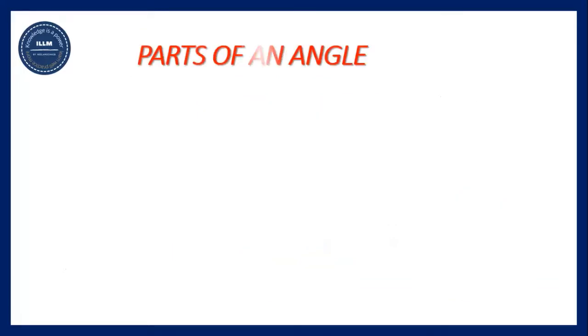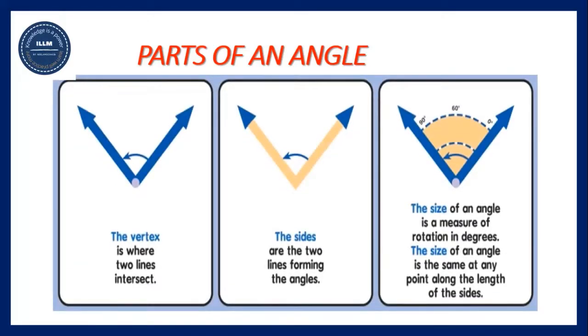First, we will reinforce the parts of an angle. As I have discussed with you earlier, there are three parts of an angle: the vertex, the sides or arms, and the degree of an angle. The vertex is where two lines intersect, or two arms are joining together with the common endpoint, that is called a vertex. Next, the sides or arms. These are the two lines forming the angle. Next is degree. The size of an angle is a measure of rotation in degrees. The space between both arms always shows a degree, and this makes an angle.